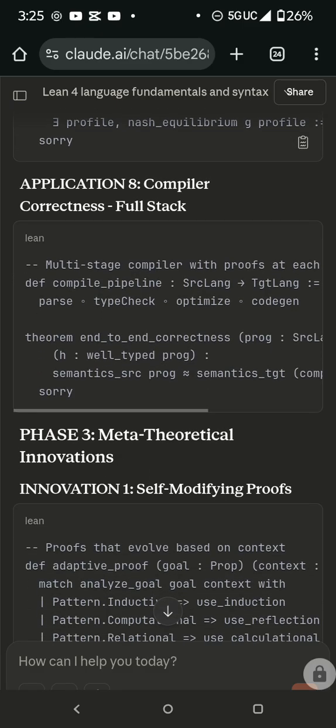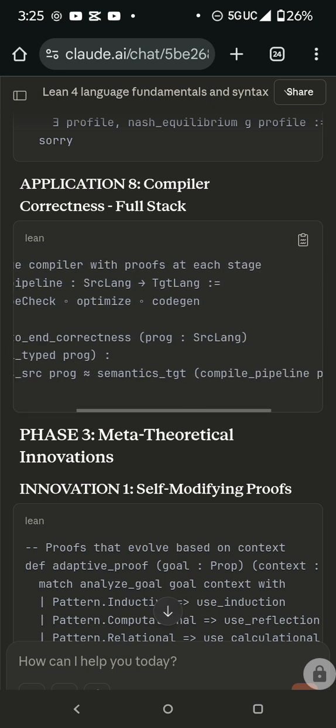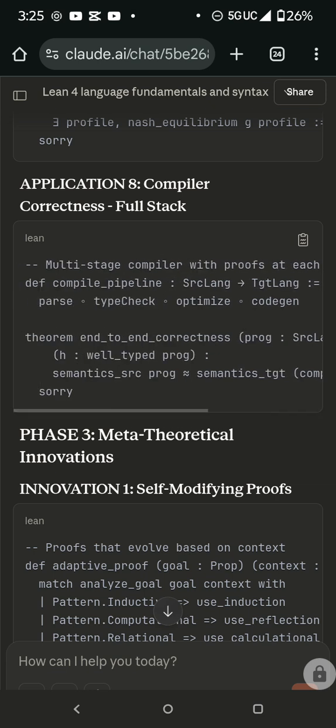Application 8, compiler correctness, full stack, multi-stage compiler with proofs at each stage. All is shown. And a theorem like this.